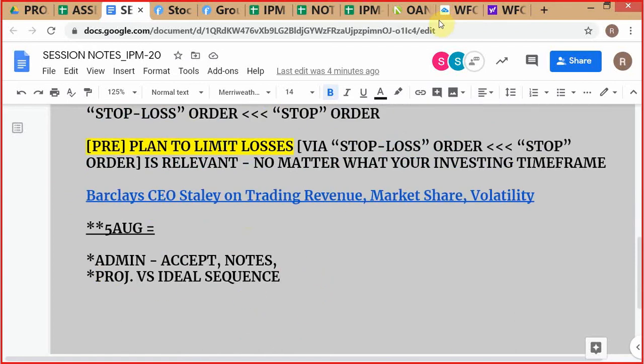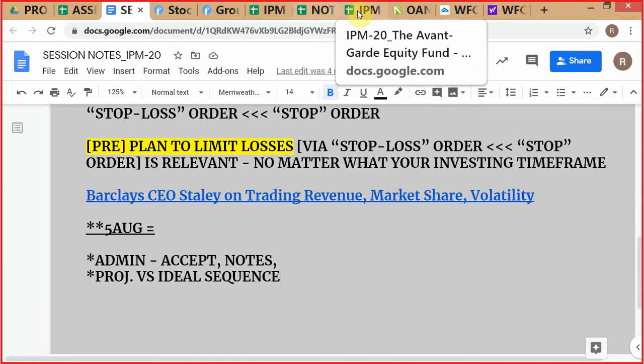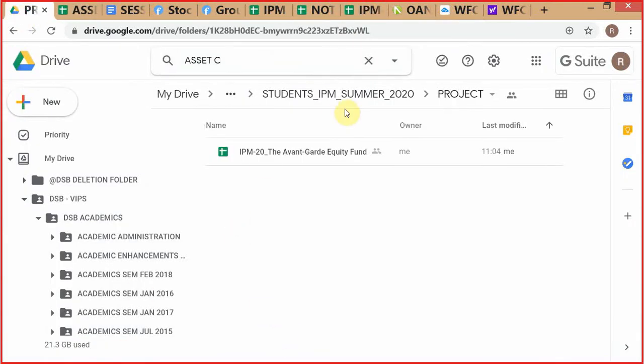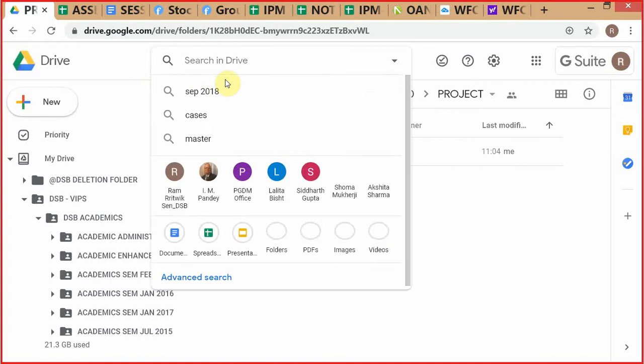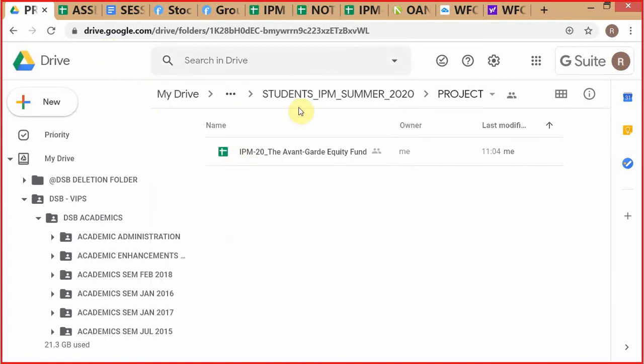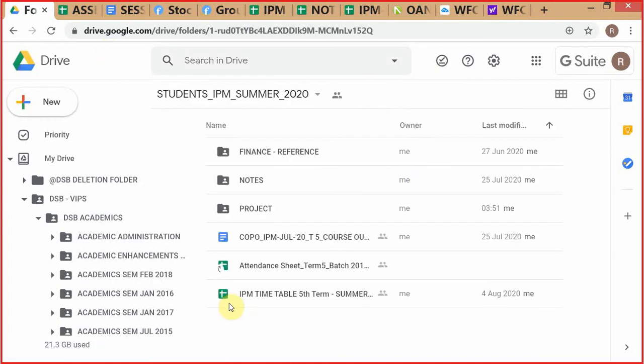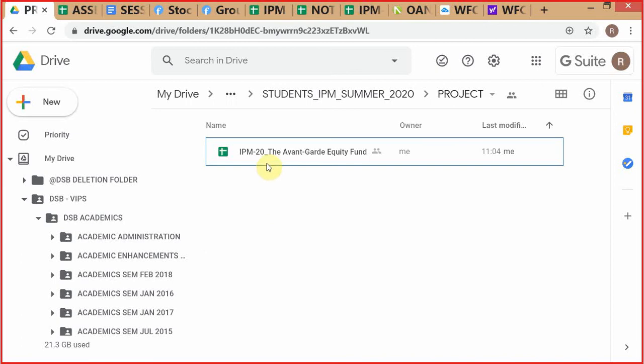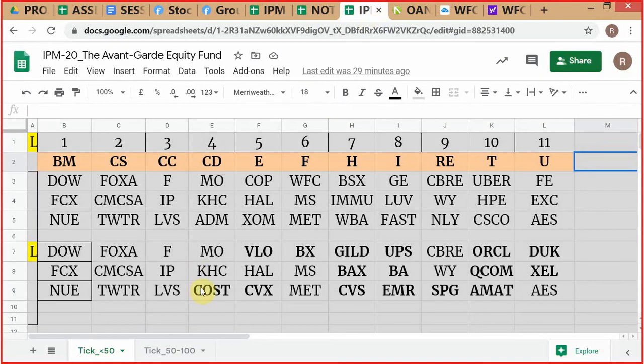Continue with the actual project brief. You'll notice that in your folder, under students, you now have all these things. You have the notes, and then I put in a separate folder called project. There's this spreadsheet over here which I've opened, the IPM 20.